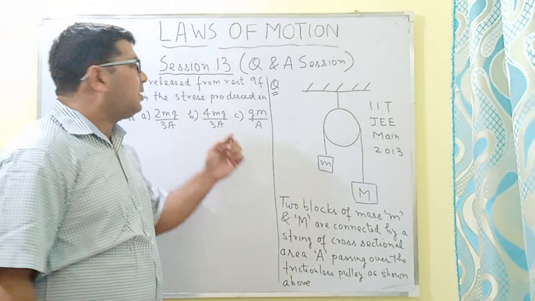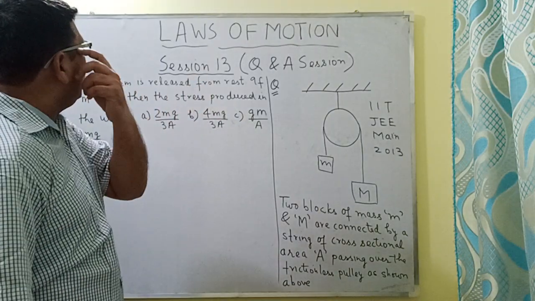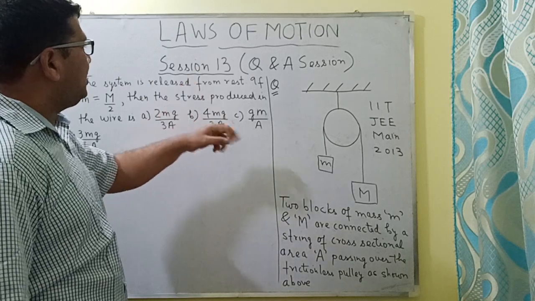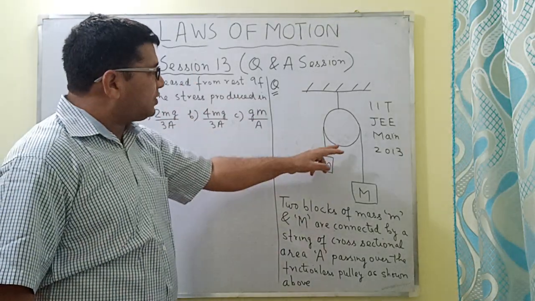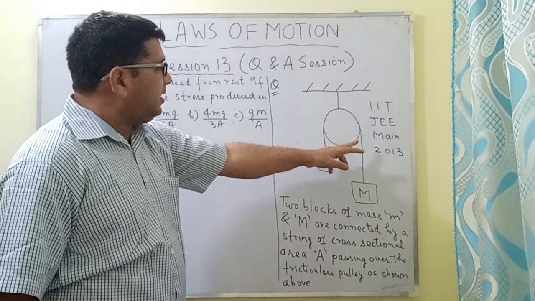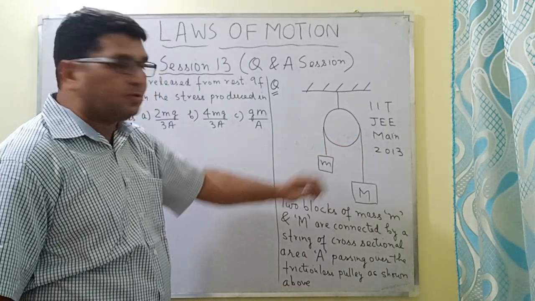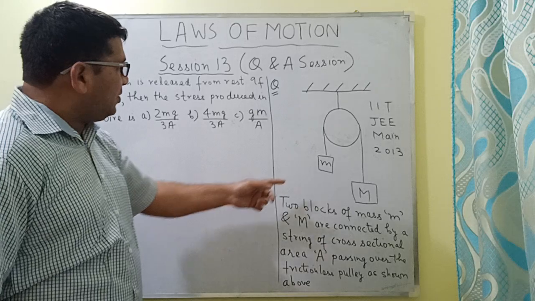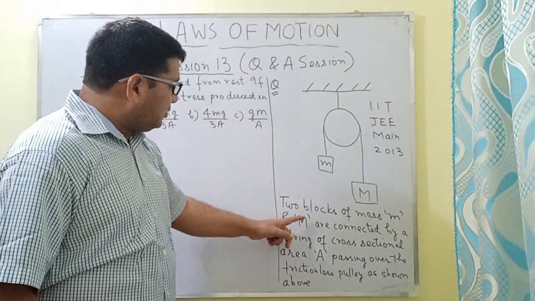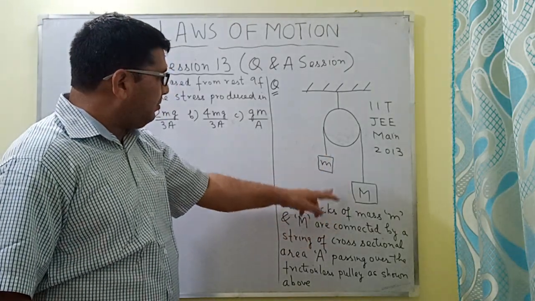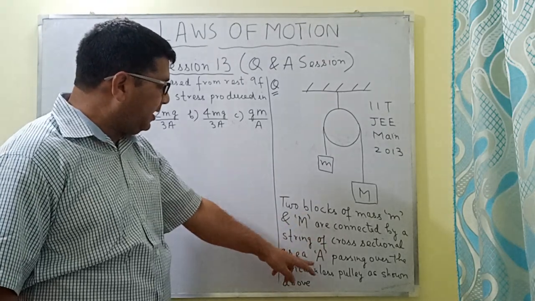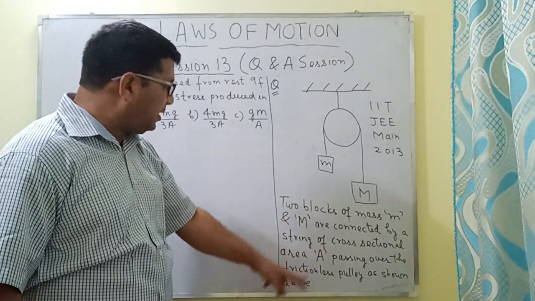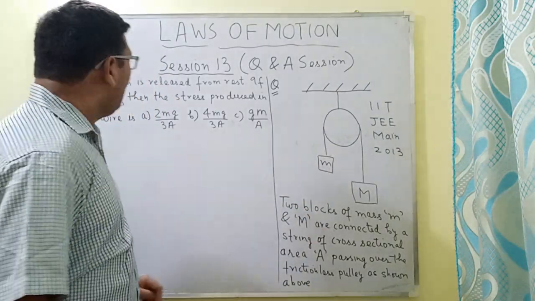Welcome back, students. Today is session 13 from the chapter of Laws of Motion, and this is the Q&A session in which I have taken one question which was asked in the IIT-JEE Mains examination in 2013. So the question here is, two blocks of mass small m and capital M are connected by a string of cross-sectional area A passing over a frictionless pulley as shown in this figure.